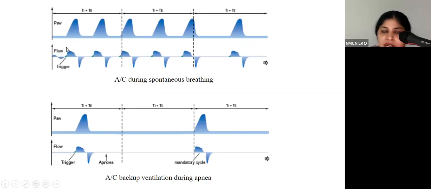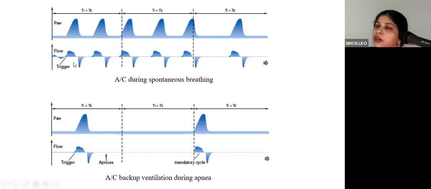So let us understand this. Here, what we can see, we have these trigger windows again, and all the breaths. Here the ventilator started a breath, the machine gave it. Then here again. Here what we can see, all the breaths are supported to the same extent, right?